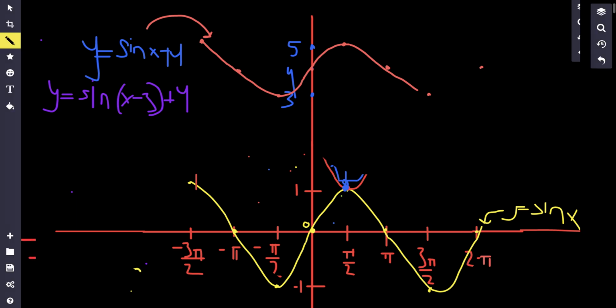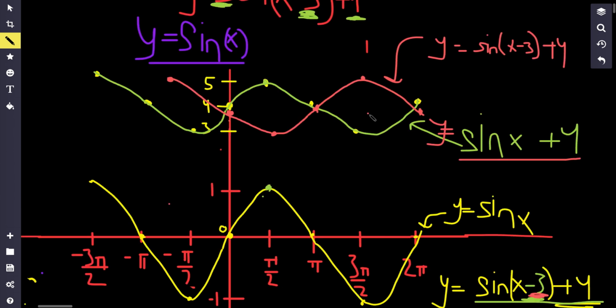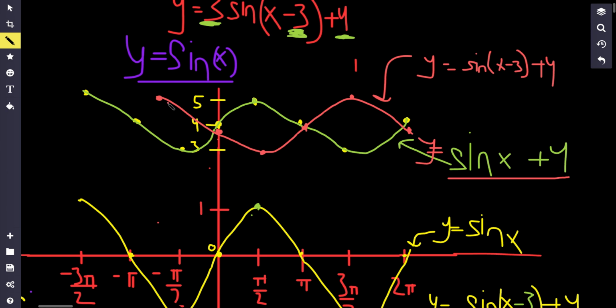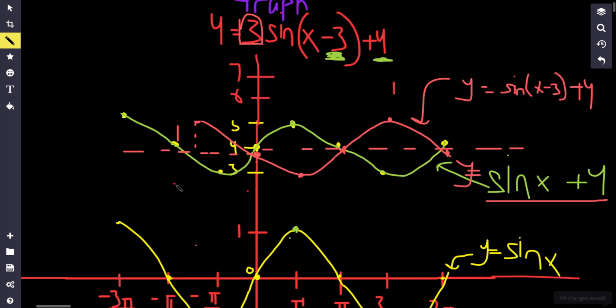So all we did was we took the green graph, which we knew was y is equal to sine of x plus 4, and we just moved everything to the right by 3 units, because that's what this minus 3 does. It just moves everything to the right by 3 units. So the red graph represents everything moved, right? Every point moved by 3 units. All right, just added a couple of points.